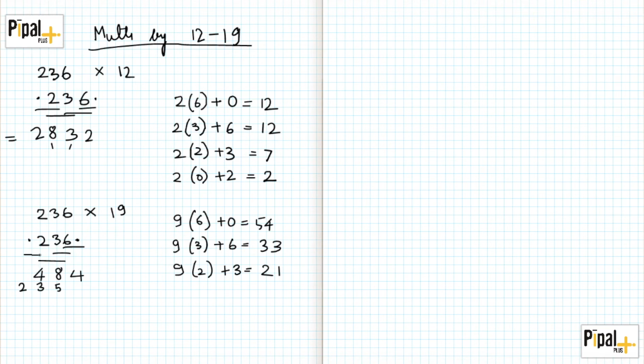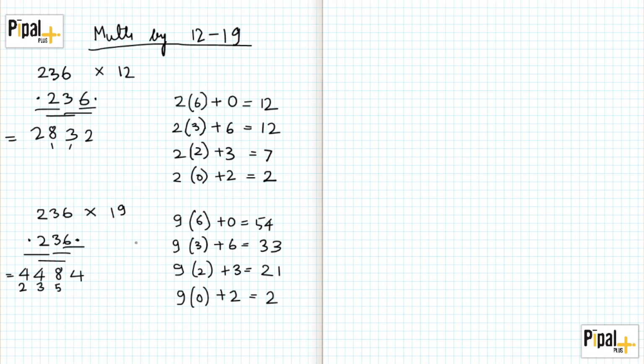The last pair is 0 and 2, right? So 0 and 2 becomes 9 times 0 plus 2. So this is 0 plus 2, 2. And I bring 2 here. There's already a 2 carried over from the previous computation. 2 plus 2, 4. My answer is 4,484. Right? So this I can do with all the numbers between 12 and 19, right?